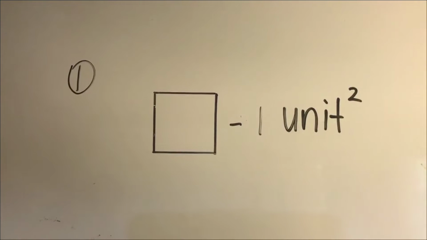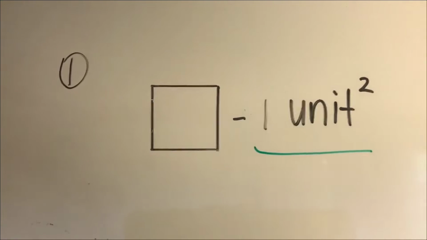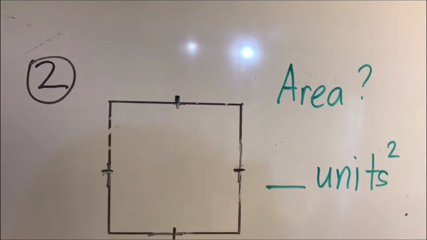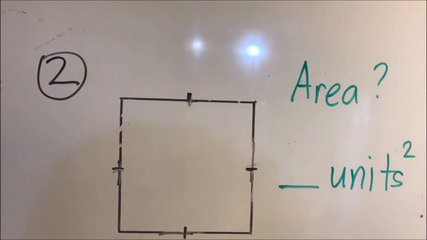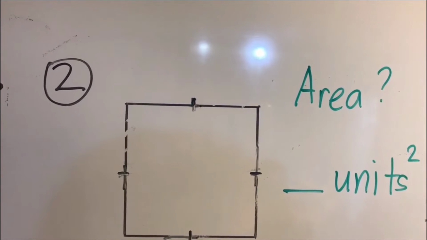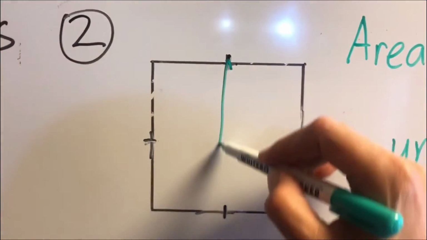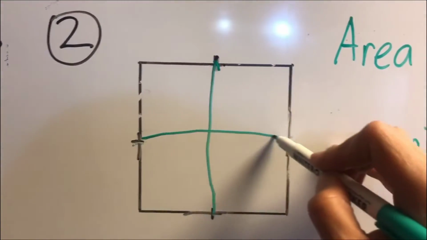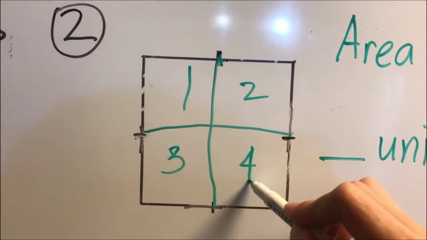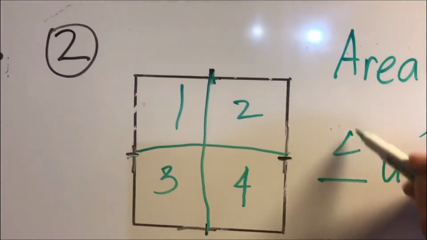Let's take a look at our first example. This is 1 square unit. Let's take a look at our second example. If you have this flat surface, how many square units do you need? This one should be 4. So, 1, 2, 3, 4. So the area of these units is 4 square units.